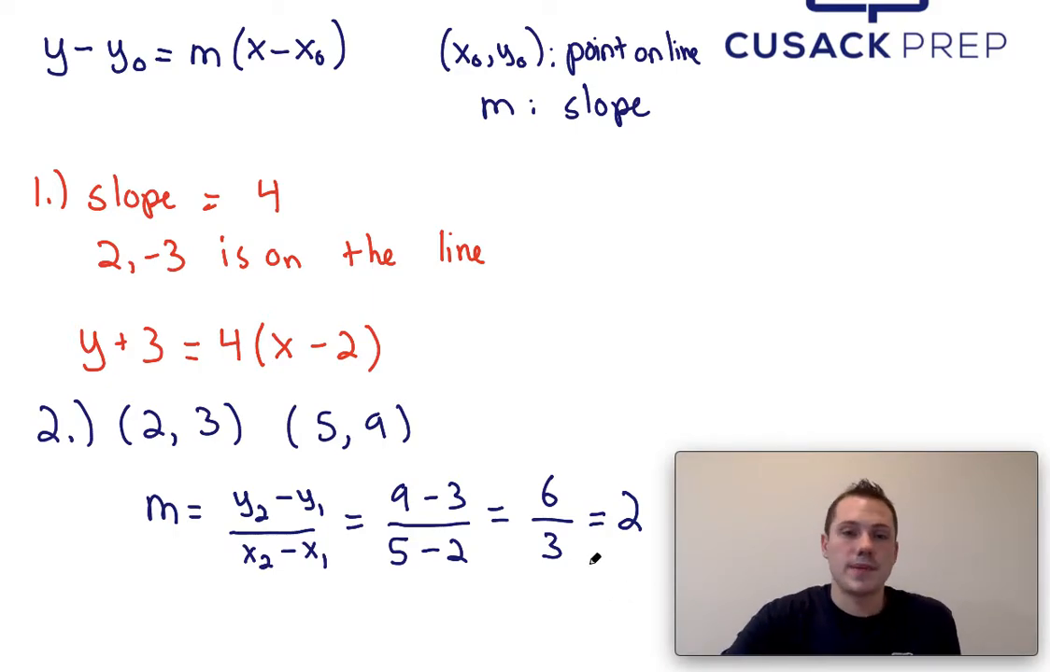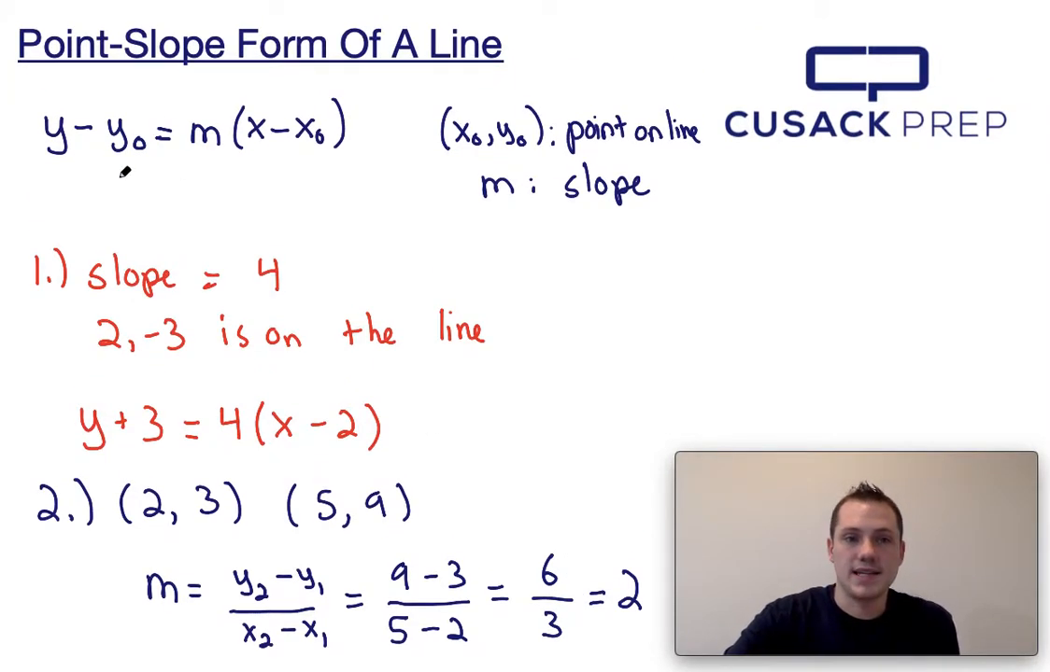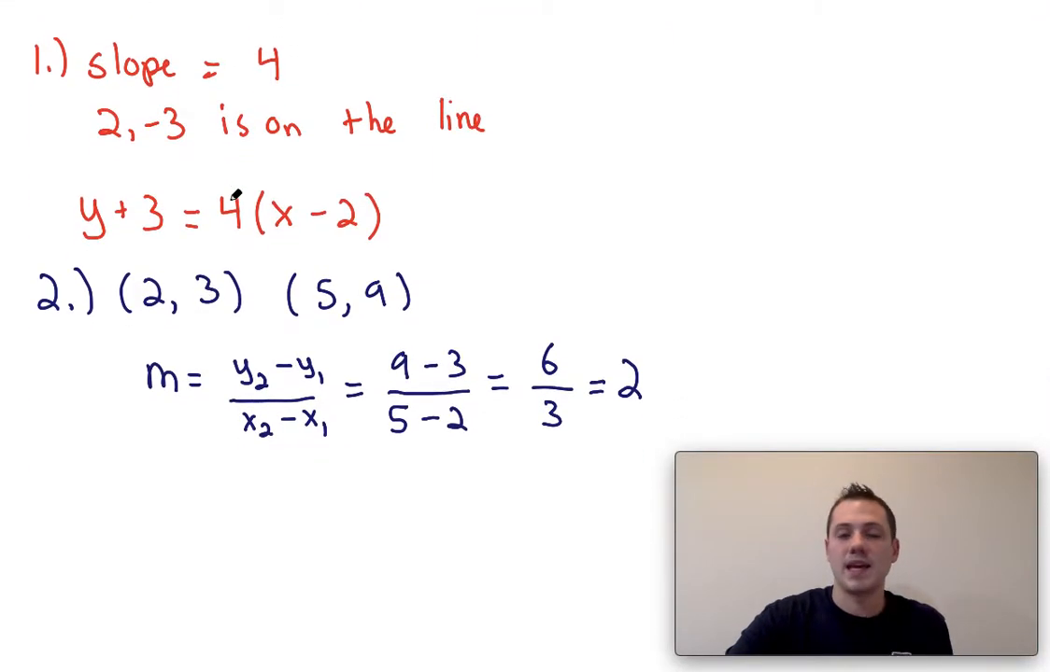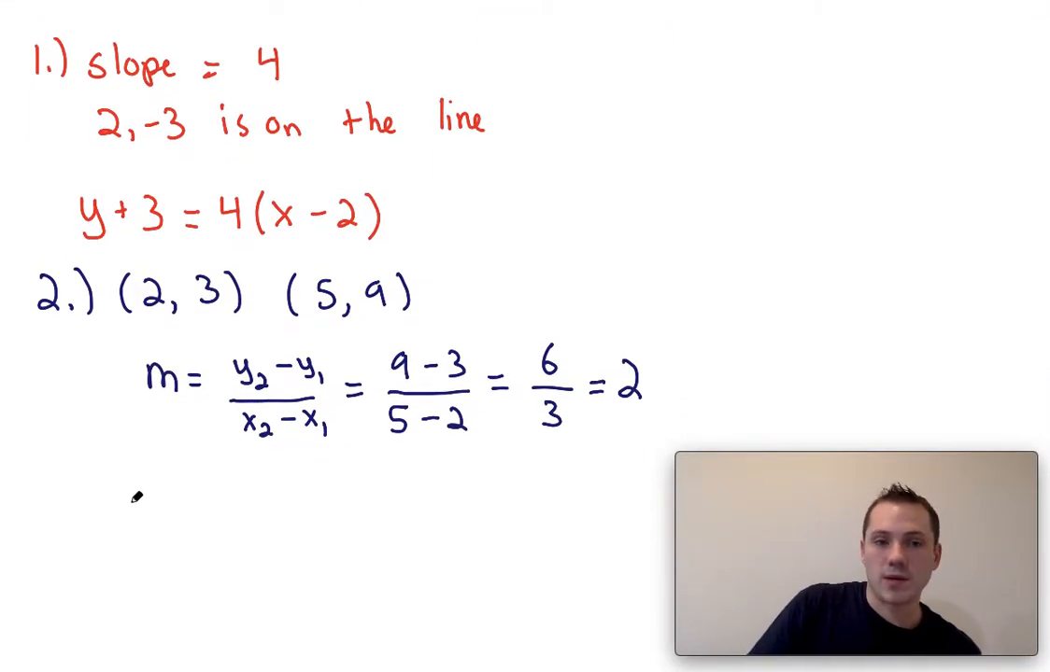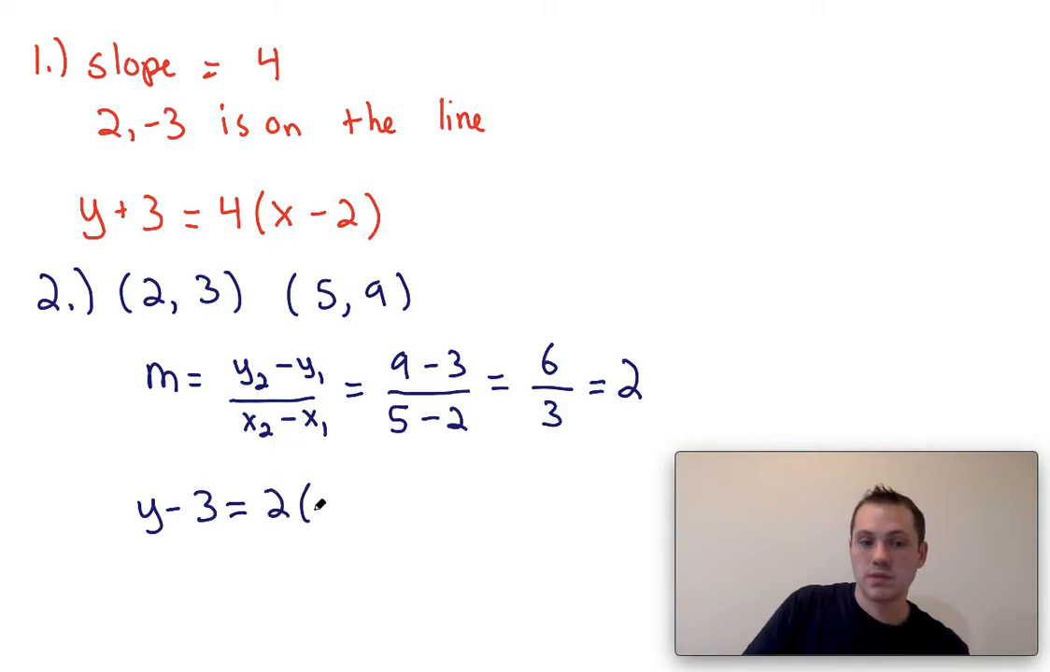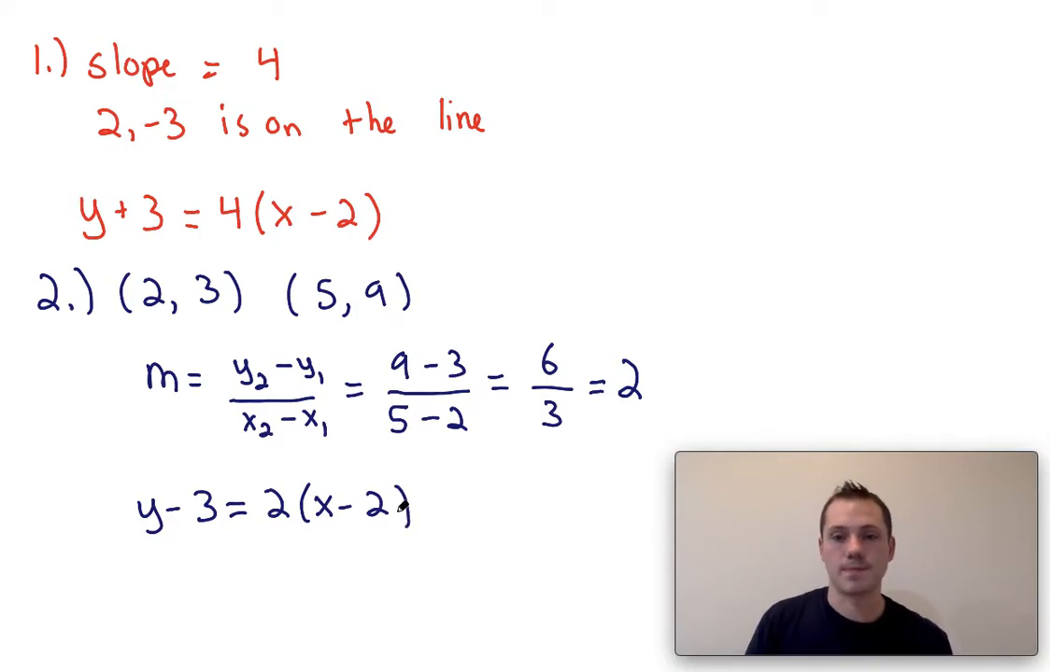Now that I know what my slope is, I can just plug this into this point-slope form up here. I can use either point, it doesn't matter which. I'm going to use the first one. So I have y minus the y point is equal to my slope, which is 2, times x minus my x point. That's how that works.